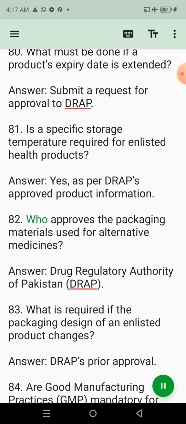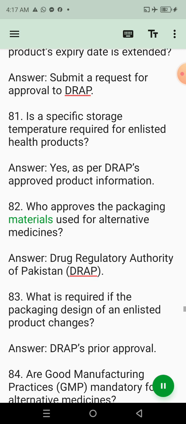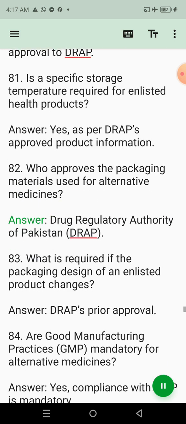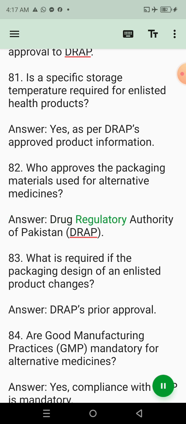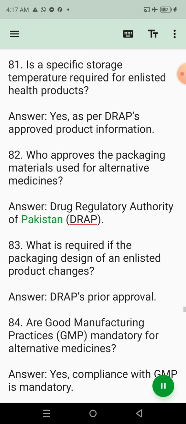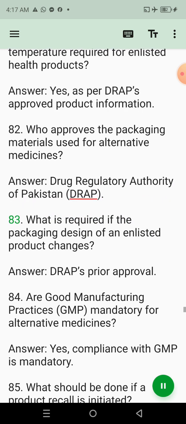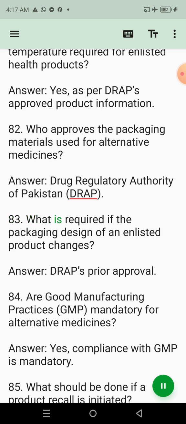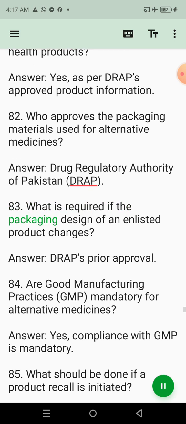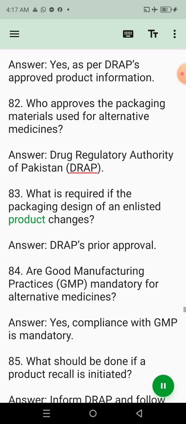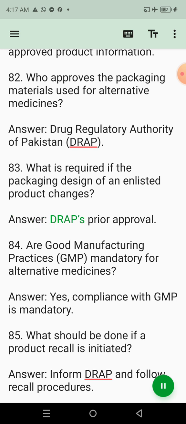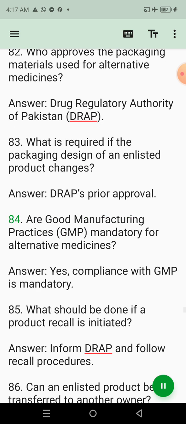82. Who approves the packaging materials used for alternative medicines? Answer: Drug Regulatory Authority of Pakistan, DRAP. 83. What is required if the packaging design of an enlisted product changes? Answer: DRAP's prior approval.